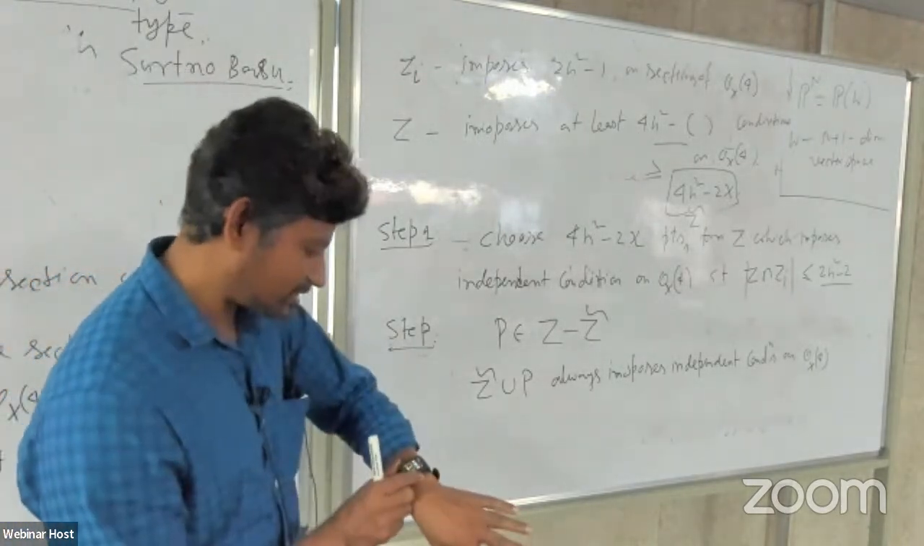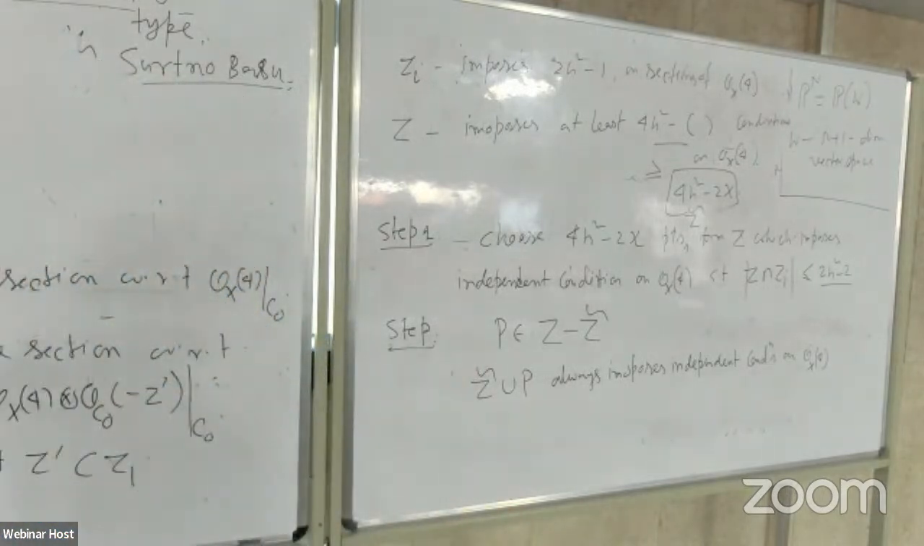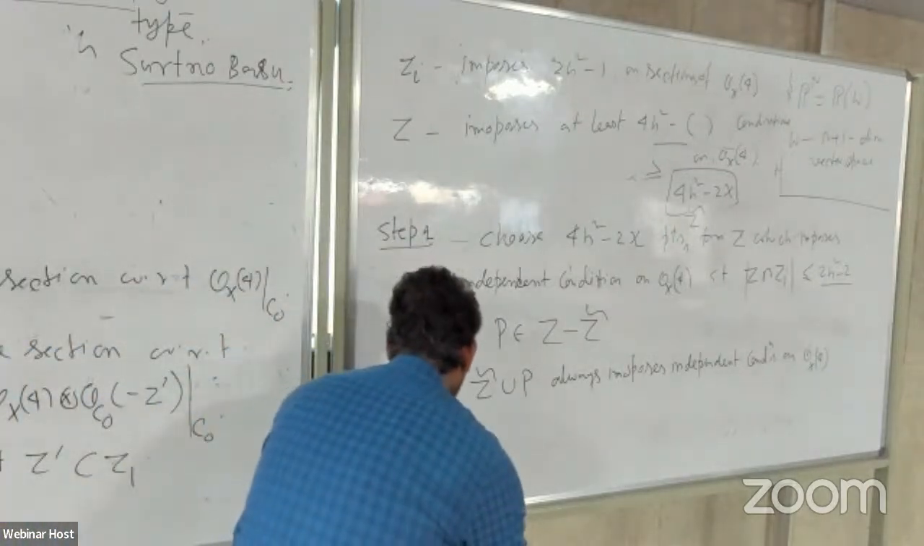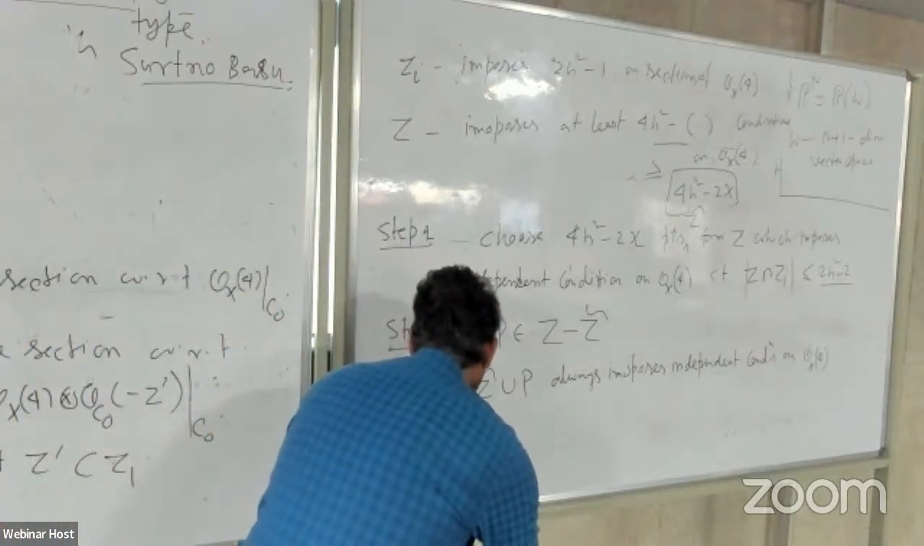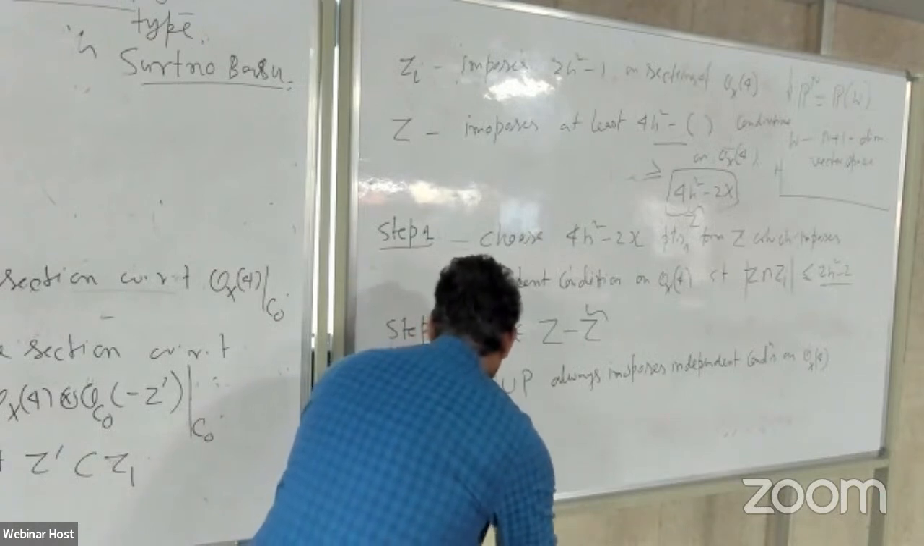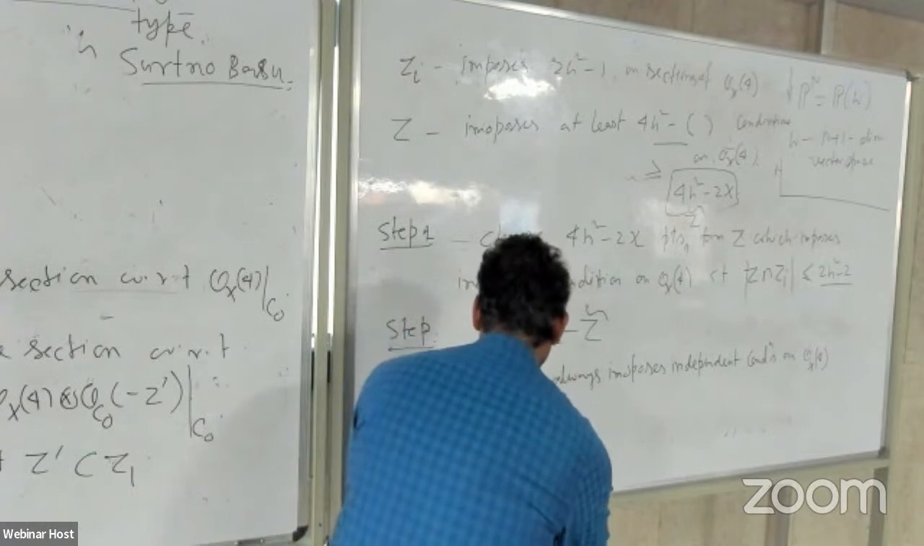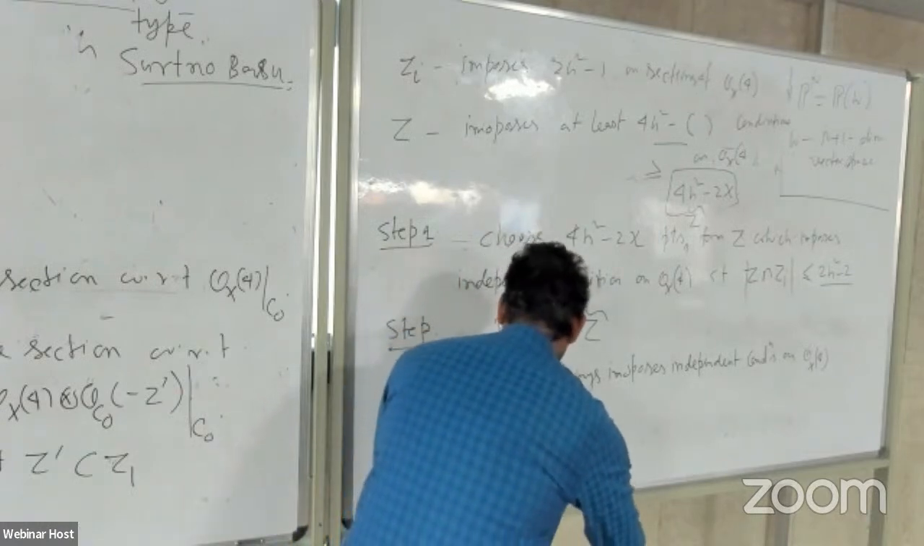So I think I don't have much time. These are our main steps, and of course there are a few things I need to explain. What is the line bundle? The line bundle is basically, we just take O_C tensor O(-Z).